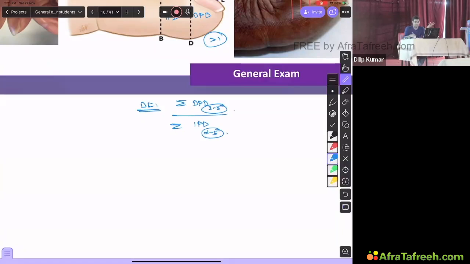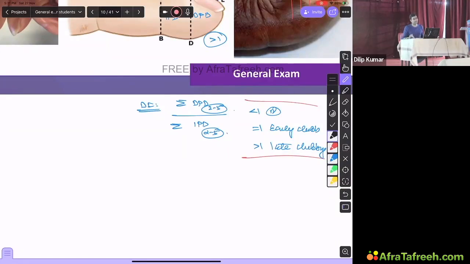Once again, if the ratio is less than 1, it is normal. Equal to 1, it is early clubbing. And if it is more than 1, it is late clubbing. That's all. It's very similar to the DPD-IPD ratio, but here it also utilizes the DPD and IPD of all the fingers except the thumb. Of all the fingers you are going to utilize, not just one finger. So that is the digital index. Very similar to the DPD-IPD ratio, but you add up all the diameters.